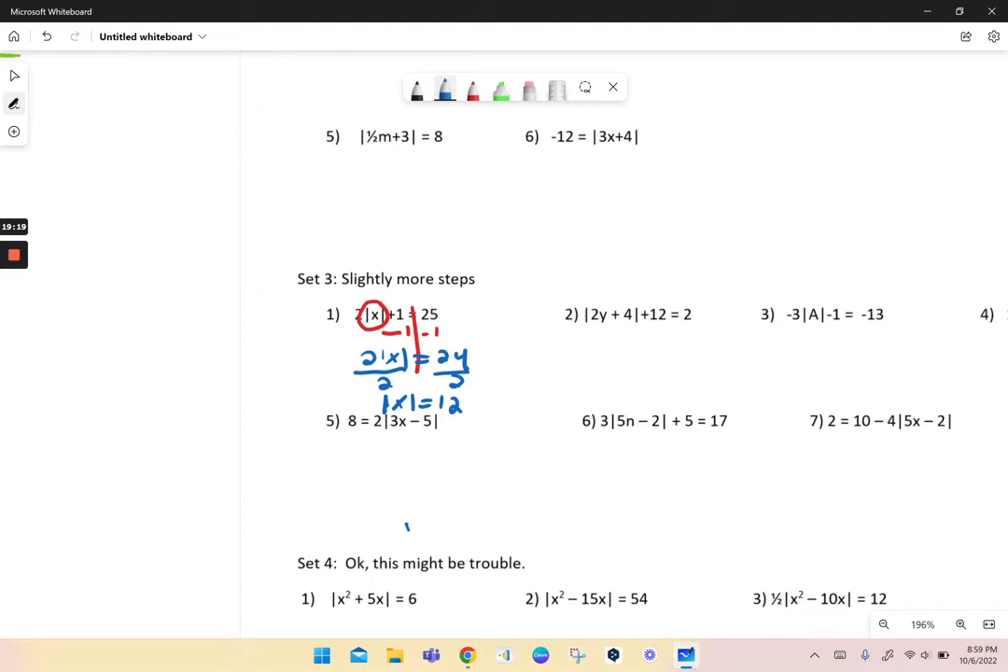Now, what could the inside be equal to? X could equal 12, or x could equal negative 12, because either way, the absolute value will turn it to positive 12. And that's my answers. I'm already done. X could be 12 or negative 12.